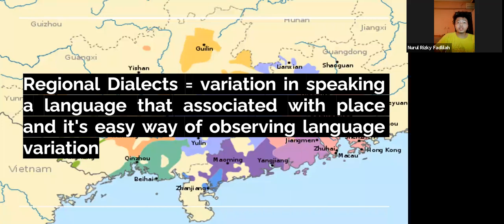And regional dialects. What is the meaning of regional dialects? Regional dialects are actually variations in speaking a language that are associated with a place. It is a language that is related to the place where the people are staying, and it's an easy way of observing language variation.